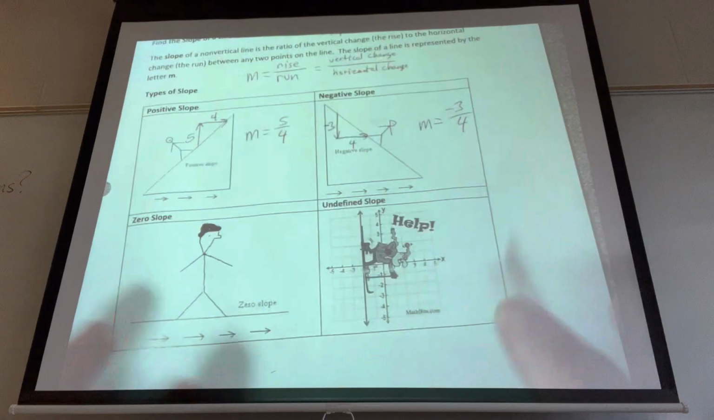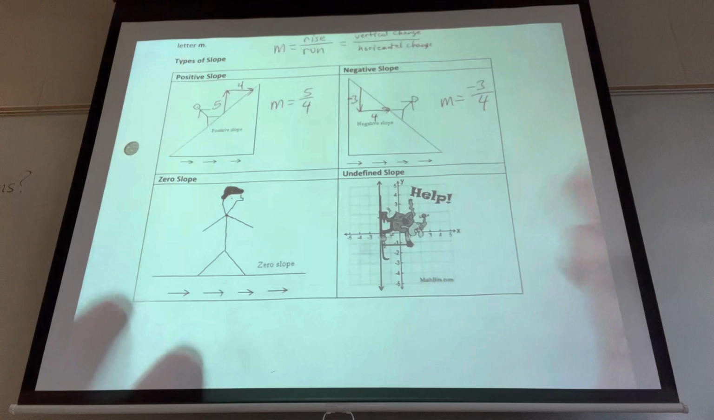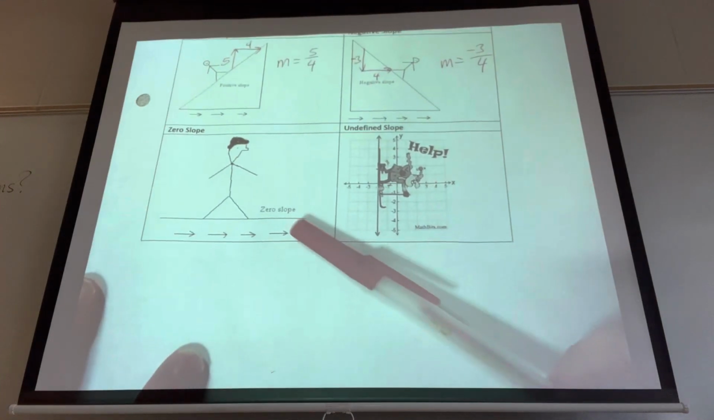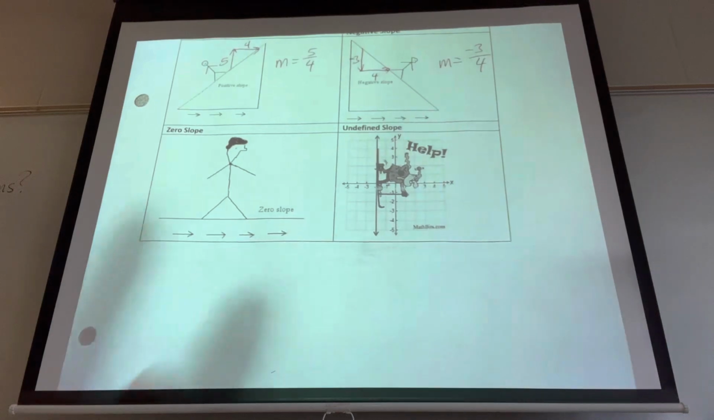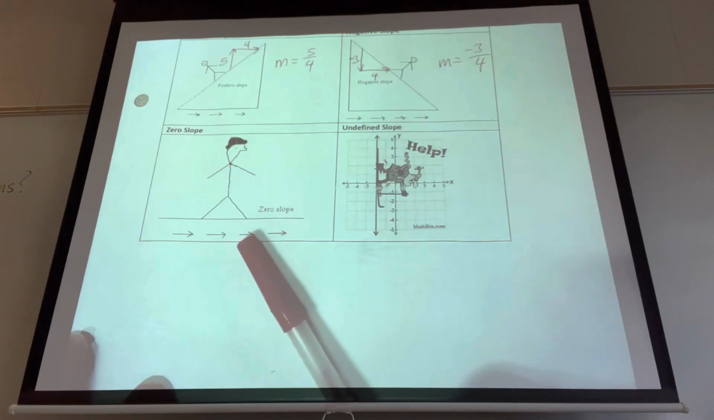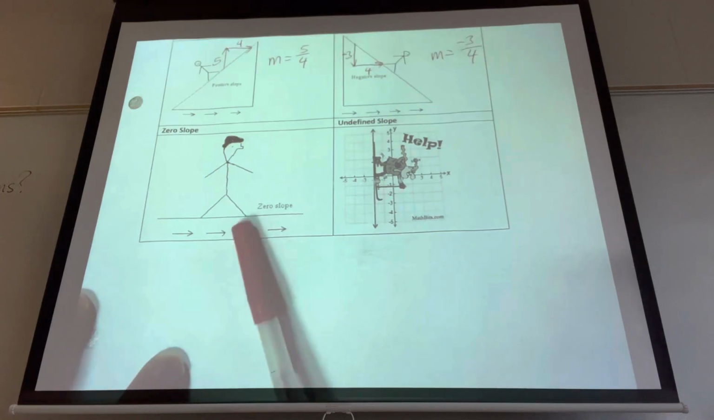Well, positive and negative are not the only options. You could also have zero slope. Zero slope. Now, why is this zero slope? Is this steep at all? Not steep at all, is it? In fact, there's zero steepness to this.